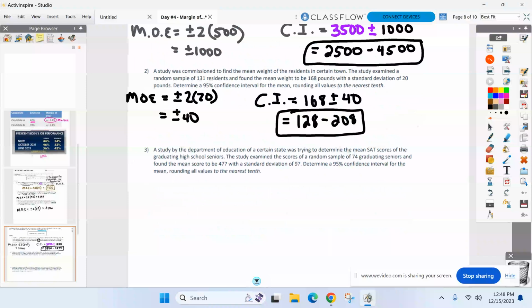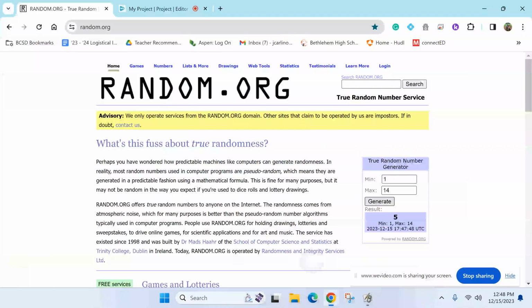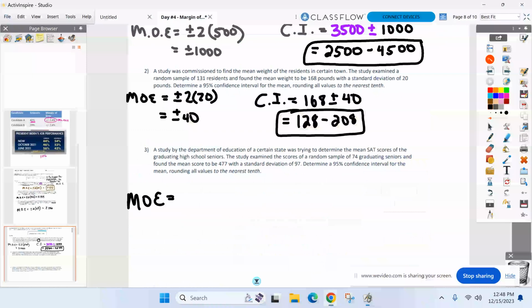So back to SAT scores. Determine a 95% confidence interval. All right, margin of error. What are you starting with here? What are you multiplying together here? Grant, hello. Plus or minus 2 times 97. And what's that become, Grant? Plus or minus 194. All right.